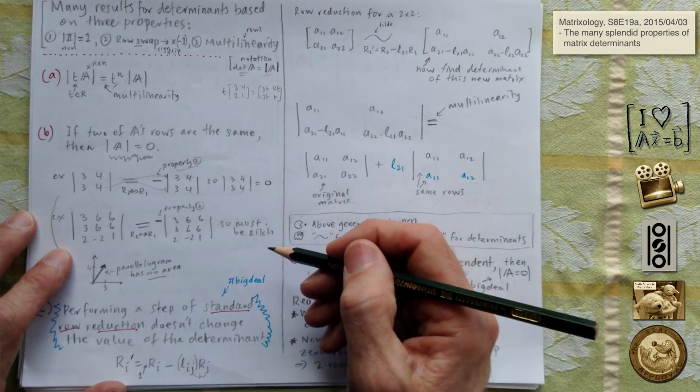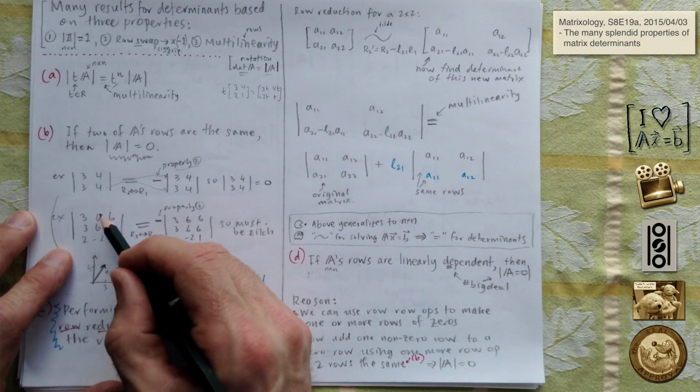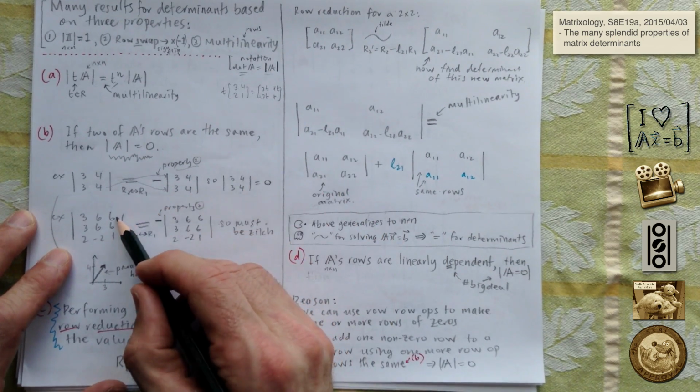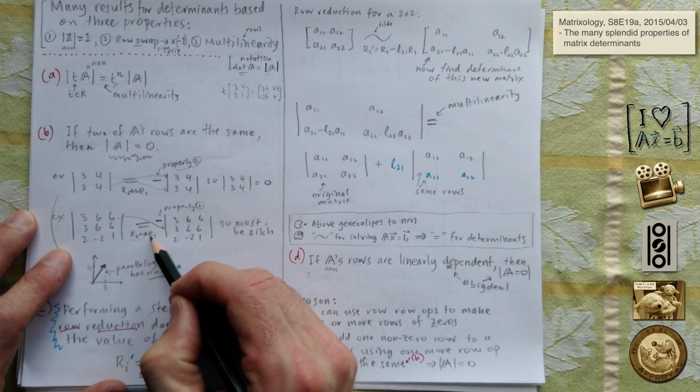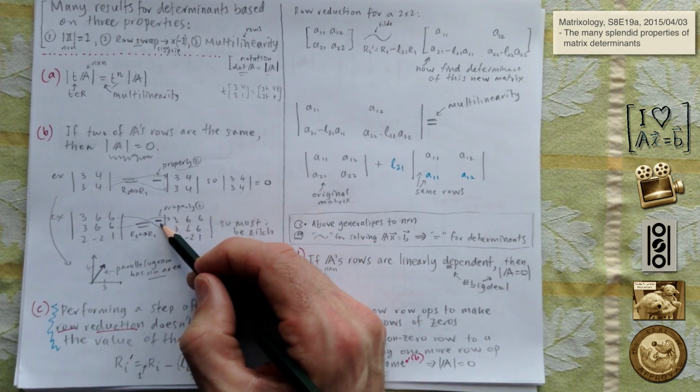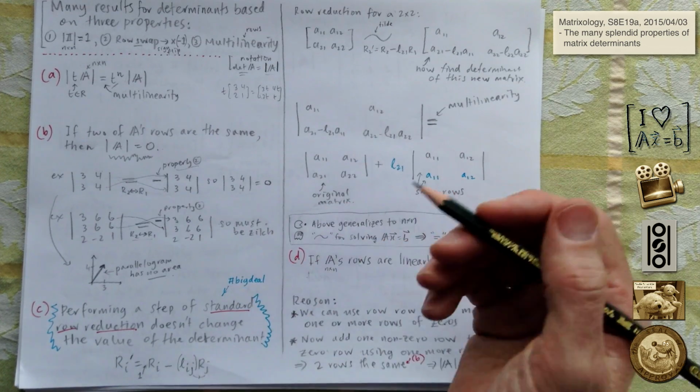So here's a 3 by 3 example. 3, 6, 6, 3, 6, 6, so the third row is different, but we can again do this, right? So we swap row 2 and row 1. We introduce a minus sign, it's our rule, so again it has to be 0.